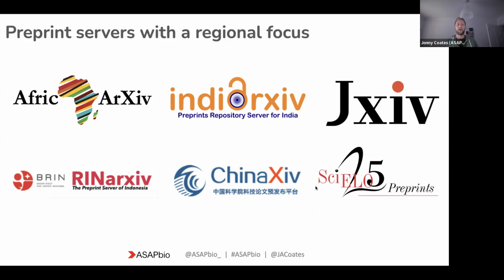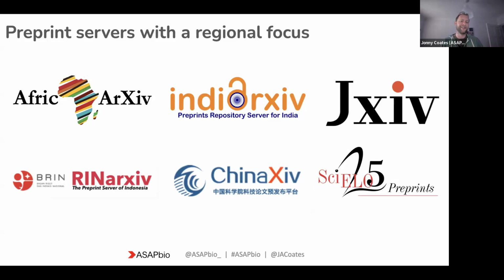This allows you to target very, very particular groups. So maybe you're doing a bit of research that doesn't need to be global. Maybe it's very, very focused on something in Africa, and you want people in Africa to read that work. Maybe it would be better to go for Africa Archive as the preprint server rather than a big global focused preprint server.